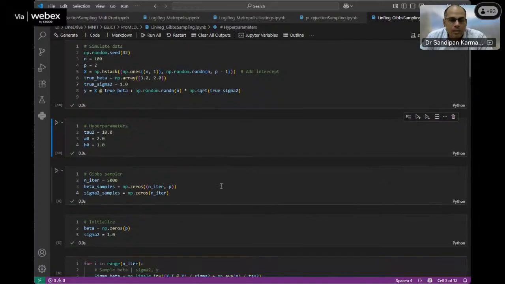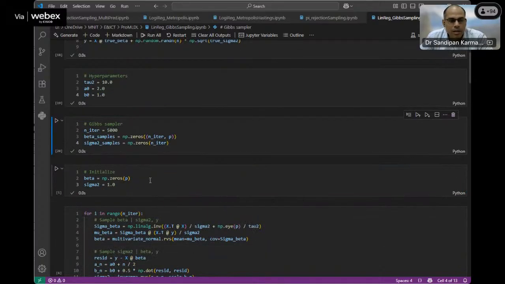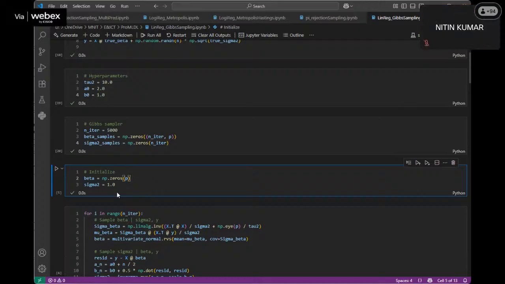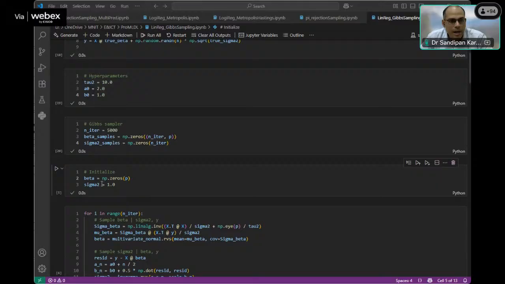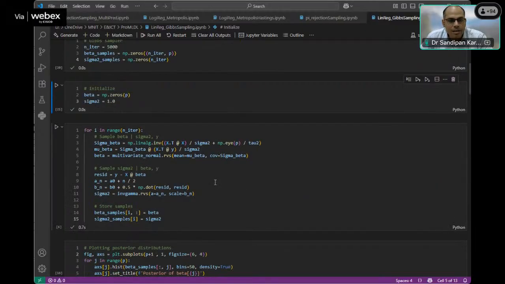Now the Gibbs sampler, I am going for 5000 iterations. Beta samples I am creating in this way. This is the empty array, where empty means zero array. Then I am initializing with zero value for this beta and sigma squared as 1. And then this is the main loop.